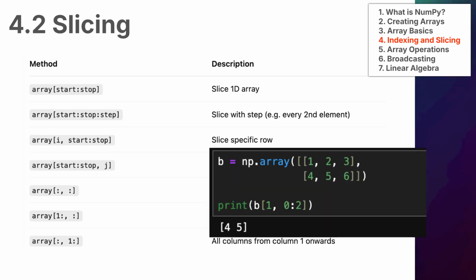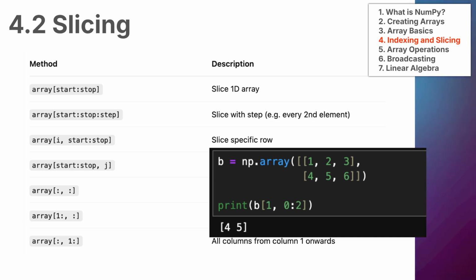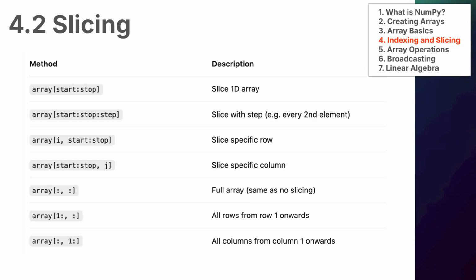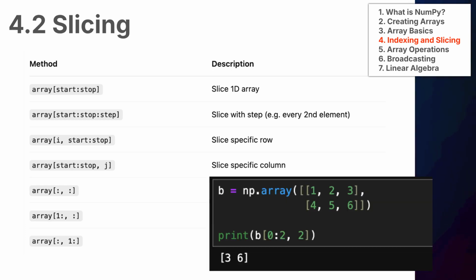Next, slice specific row in 2D. This example means you're looking at row 1 and grabbing columns 0 and 1. Next, slice specific column in 2D. This grabs all rows from index 0 and 1 just for column 2.